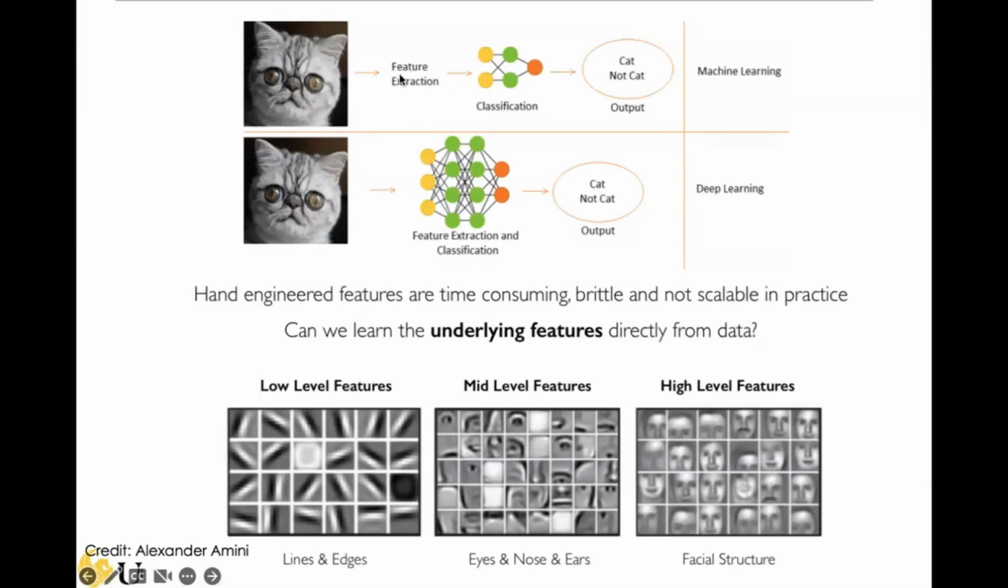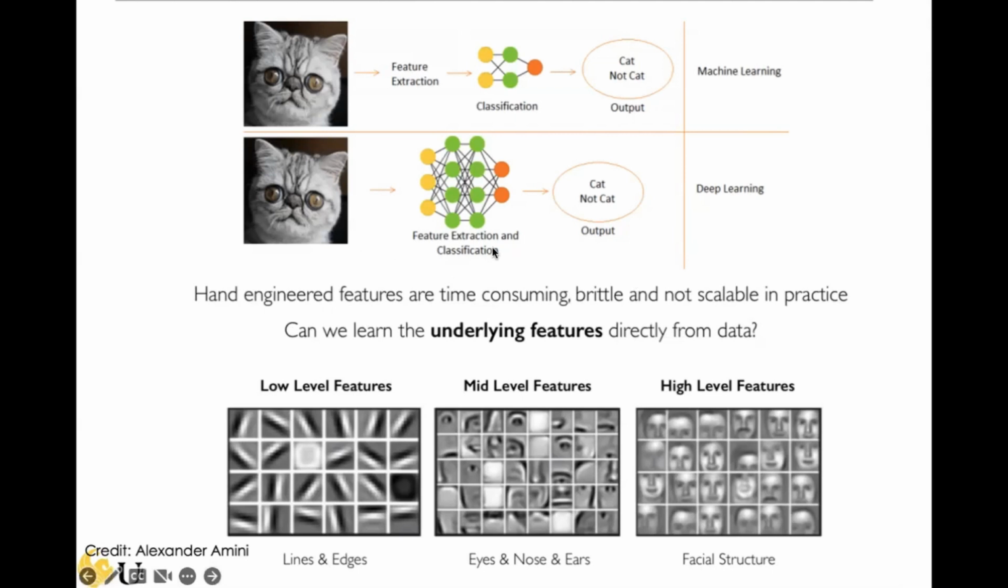There may be some other components like data pre-processing, where you do some data cleaning or data normalization to make it easier to fit the later classification task. But feature extraction and classification are the two very important components in this classic or conventional machine learning paradigm.